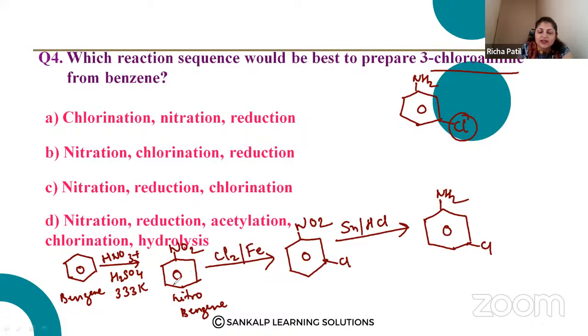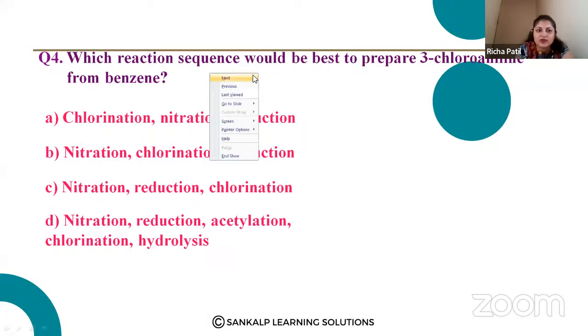So we have done nitration. Why? Because nitro groups can be easily reduced to amines. Then we have done chlorination. Why? Because our product of interest is 3-chloroaniline, so we want a substituted product, that is a chloro. Then we do reduction. So the answer is B. Most of you have answered it right. It is B. So we'll go for the next one.